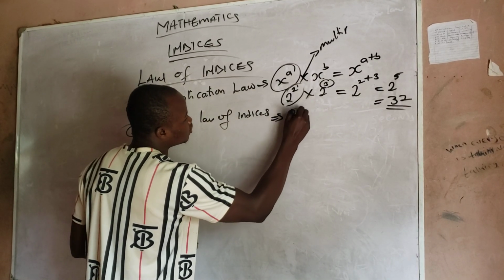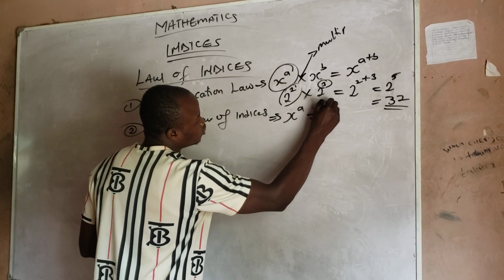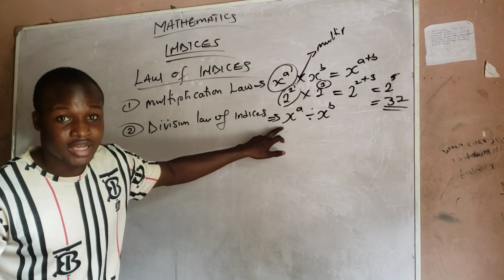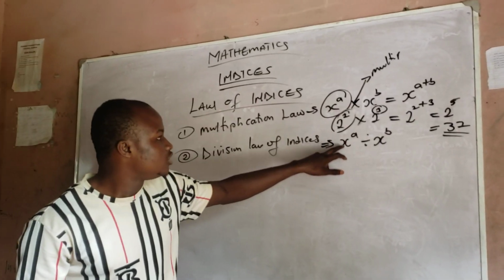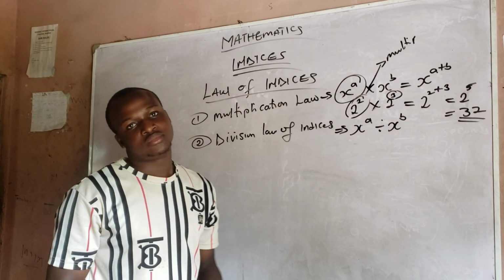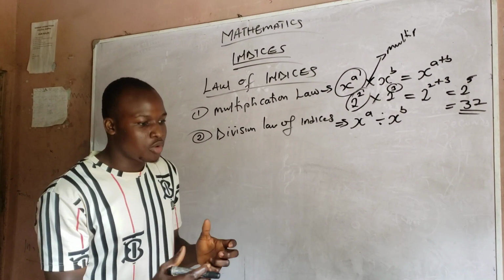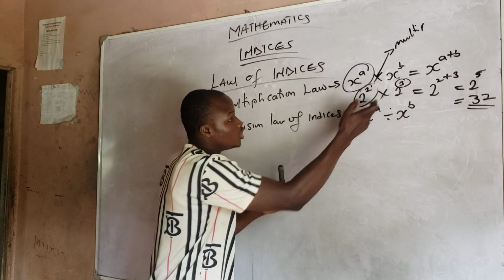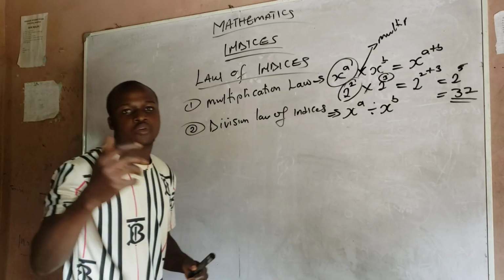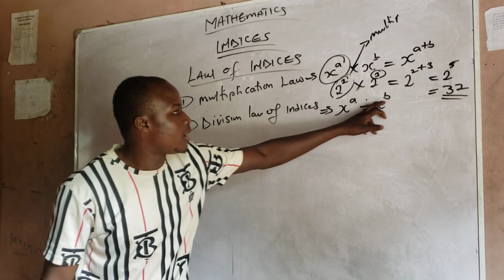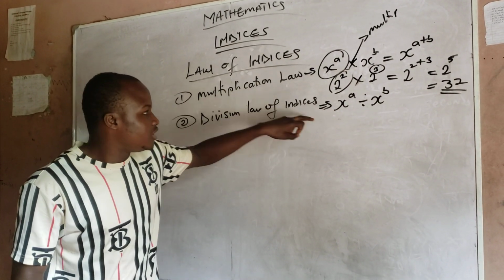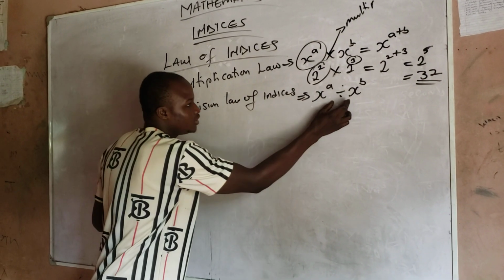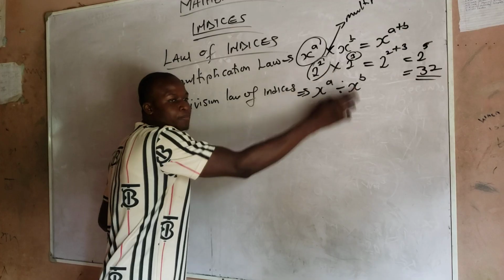Now, if you have x raised to the power a divided by x raised to the power b, you can see that they have equal base, right? Yes, since they have equal base, you are going to subtract the power. That's how it works. Because in multiplication law of indices, we add the power because they have equal base. But in division law of indices, you subtract the power because it is connected with a division sign. So if they are connected with a division sign and the base is equal, you subtract the power.